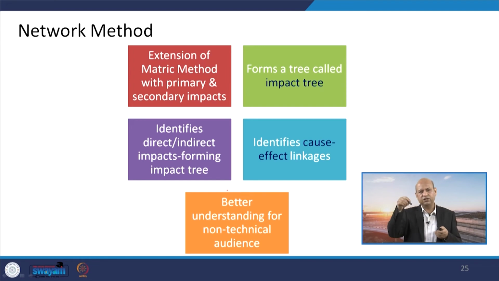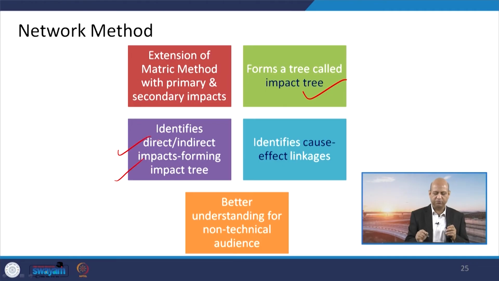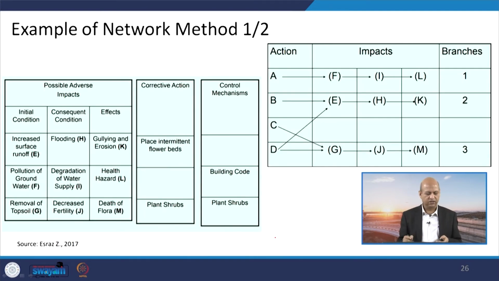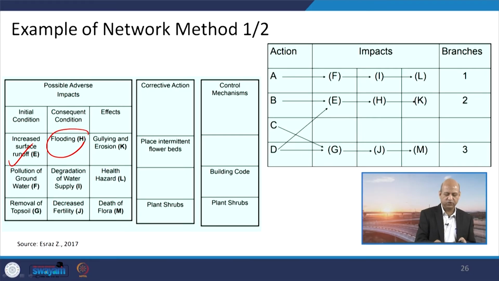So it is a kind of tree, branches are there, and this impact tree becomes like a flow chart, and the cause and effect linkages are particularly emphasized. Then it identifies direct and indirect impacts, forming the impact tree. It gives a better understanding for a non-technical audience, because it gives different branches, one will lead to another impact, and one impact will lead to another kind of activity. So this cause and effect is there. For example, it is clear from here, like initial condition, increased surface runoff, so flooding may be there, okay, an impact may be there.